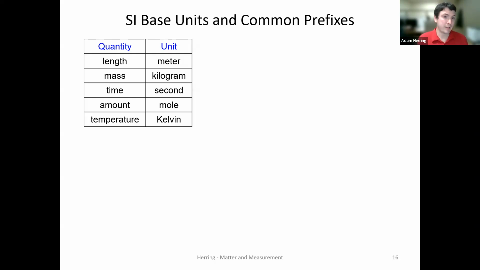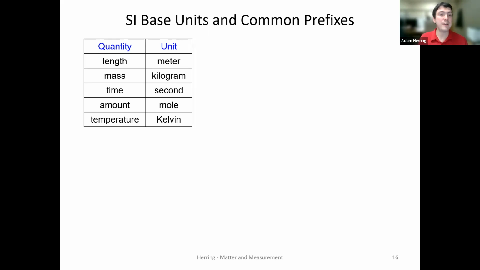If you measure the length of an object, the base unit is a meter. If you measure the mass of an object, the base unit is a kilogram. Measure time, base unit of second. If you want to measure the amount, the number of something, then the SI base unit is mole. And for temperature, our SI base unit is Kelvin.